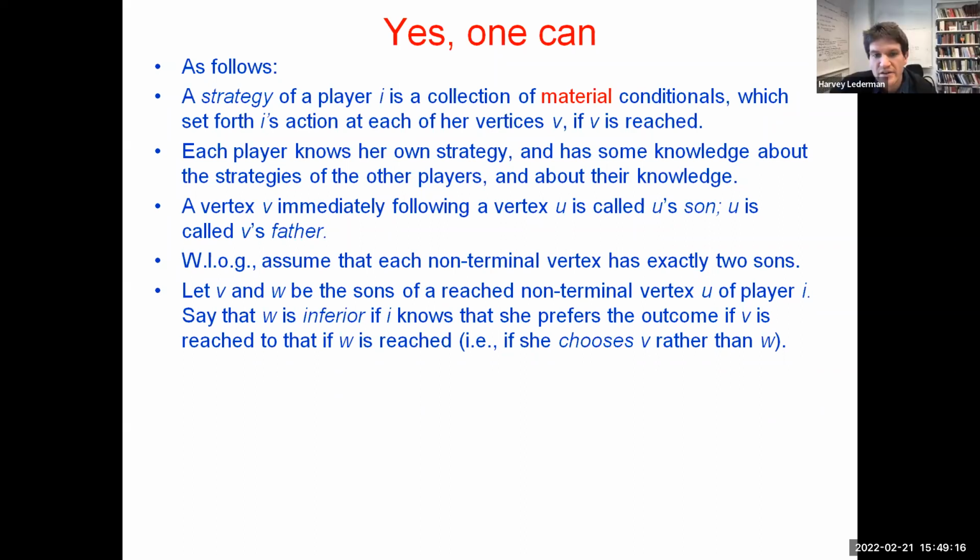But when you say "if V is reached," if she knows that V is not reached, does she automatically know? If she knows that V is not reached, in other words, she goes straight on. V, remember, V and W are sons of U. Okay, I understand.